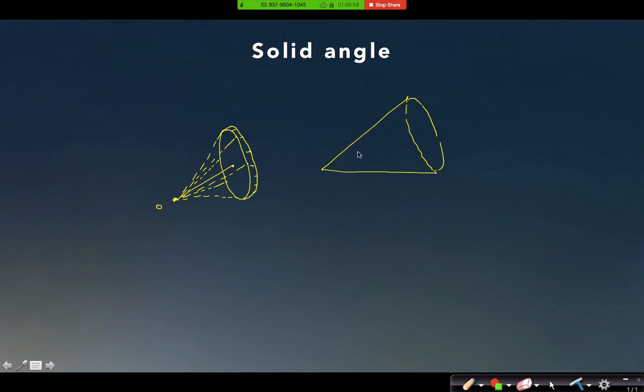Now, how do I define solid angle? In case of plane angle, we have drawn a circle of radius 1 meter with the center at this point O. But in case of solid angle, what will we draw? A sphere of radius 1 meter, and we will check what is the area enclosed by the cone on the sphere. That area is the solid angle subtended.